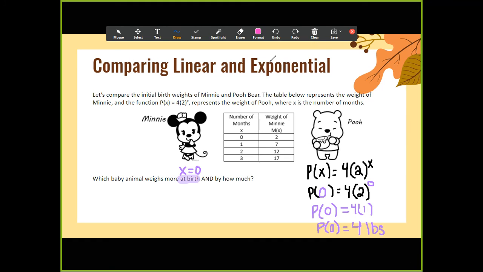Now let's look at the table for Minnie. Okay, so again, we are looking in this table for where x is 0. So if I look here, number of months is 0, that's our x. When x is 0, the y value is 2. So at 0 months, Minnie weighed 2 pounds. All right, so just under Minnie here, I'm going to write 2 pounds.